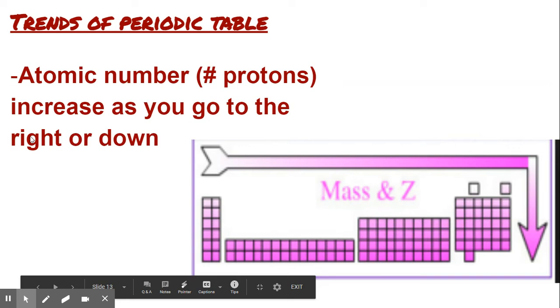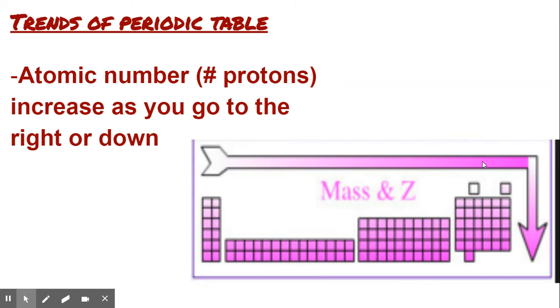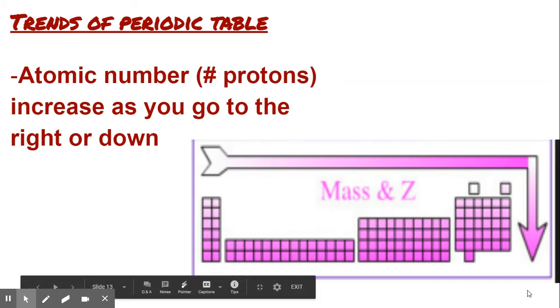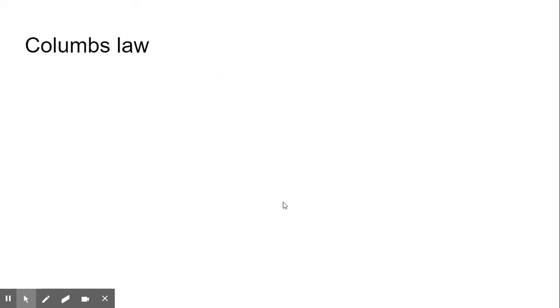All right, atomic number, this is a pretty straightforward trend. When we go to the right, we add a proton. When we go down, we add protons as well. Okay, that makes sense. All right, Coulomb's law, we've kind of already reviewed this, right?